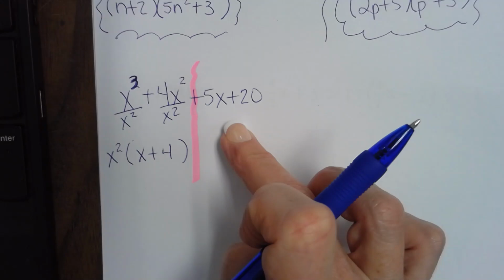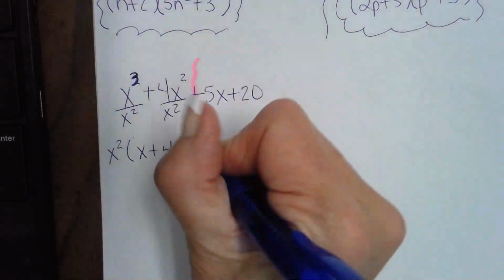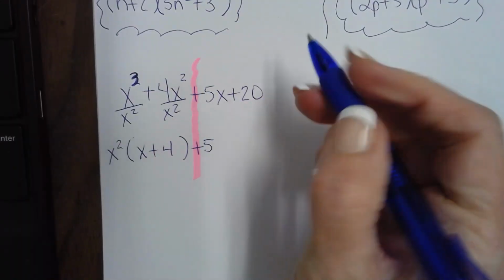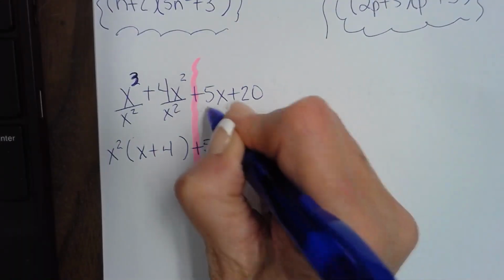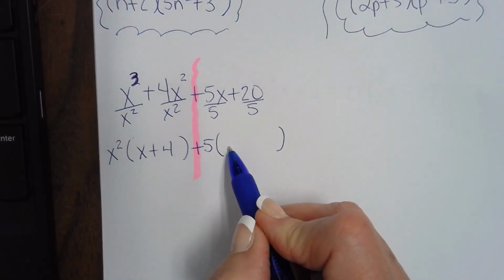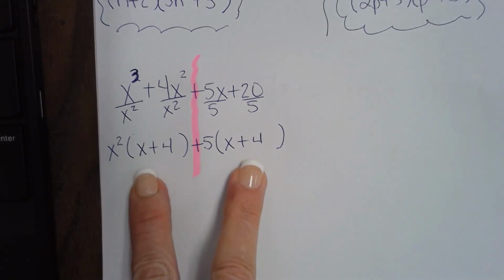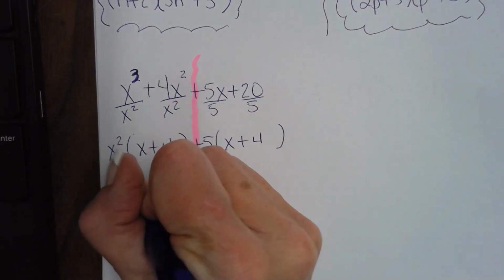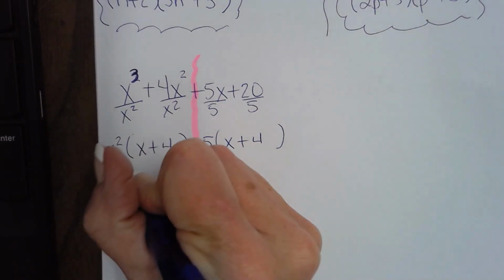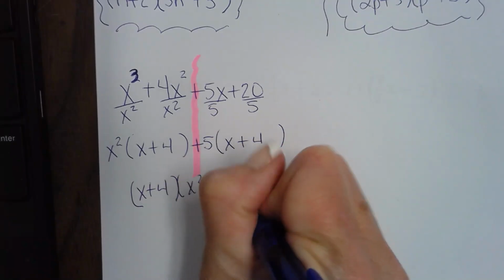Okay, in my second pair, what's my greatest common factor? It's a 5. It's a positive 5. I'm going to set up a parenthesis and divide by my greatest common factor. So what do I get? X plus 4 again. And now I have a common factor, x plus 4. And my other factor is x squared plus 5.